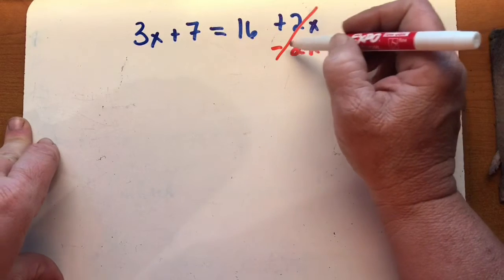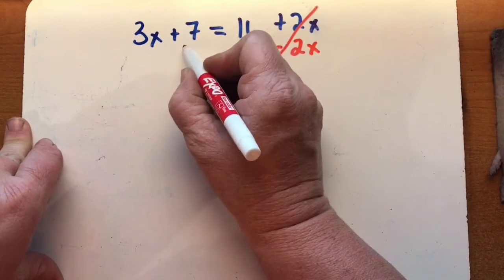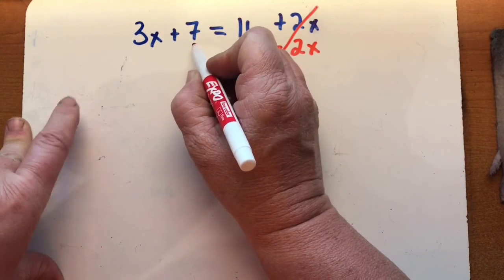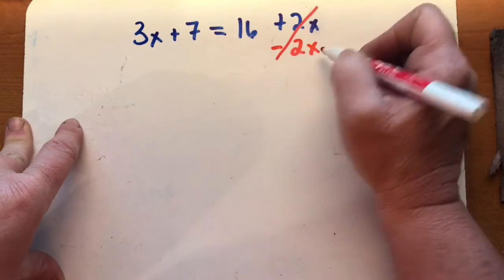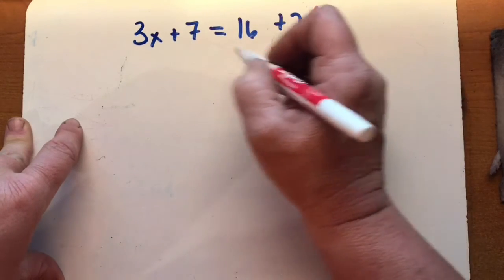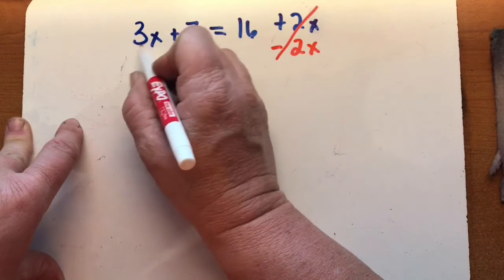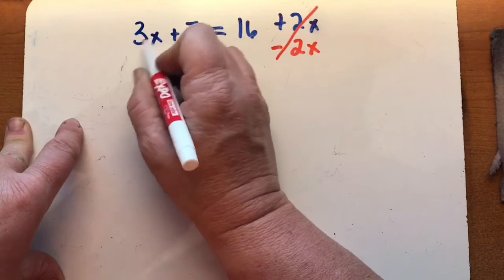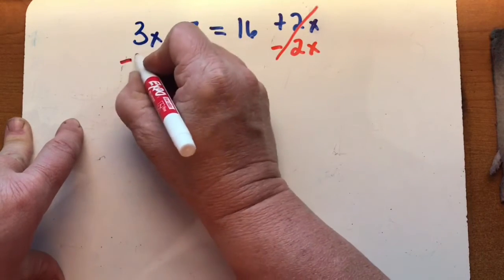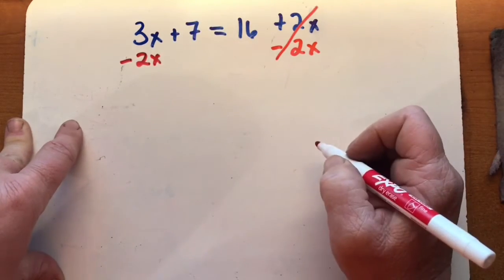All right? So when we subtract the 2x, we're not going to subtract them from the 7 because we can't do that. We can't do that because we don't know what x is yet. So we have to subtract them from the guys with the x's. So I'm going to line him up under the x's. Okay?